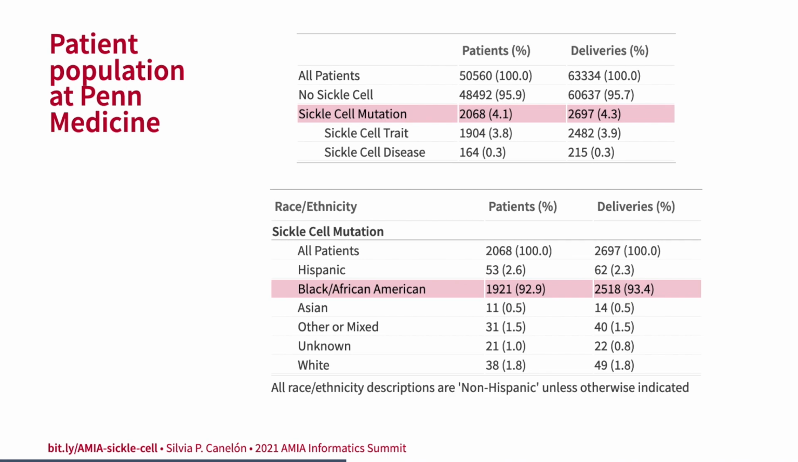And then the table on the bottom half of the slide shows the racial and ethnic breakdown of patients that did have some kind of sickle cell mutation. And what's highlighted on this table is the fact that almost 93% of the patients with some kind of sickle cell mutation self-identified as Black or African American.